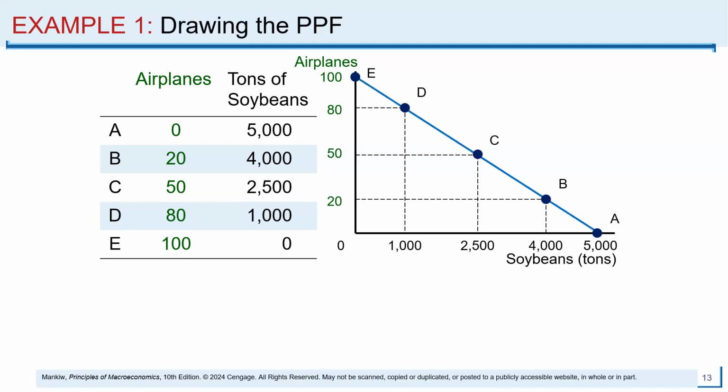Then you connect all those dots. So here, in this simple example, all the dots connect into a straight line, but that is not always the case. Sometimes it may be a curve. Here, for simplicity, it is a straight line. A straight line means that the trade-off between those two productions is linear, or the exchange rate between those two things is always the same.